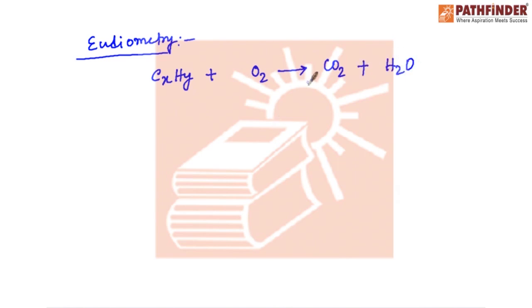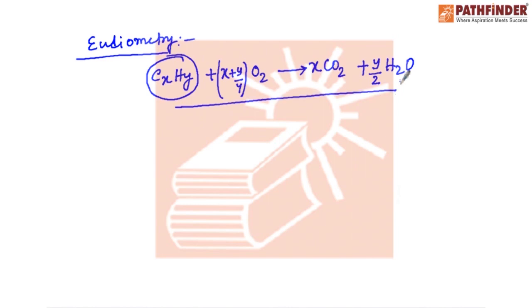So you can easily balance this equation. This is x, this is y by 2, so this is x plus y divided by 4. Now what do we do in Stoichiometry? Sometimes we have to find out the formula of CxHy. So what do we do? We first cool down the reaction mixture, and hence the water gets liquefied, so a volume contraction occurs.